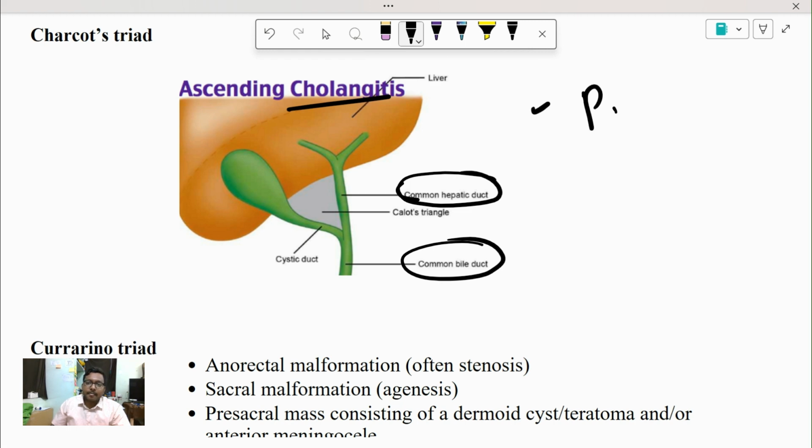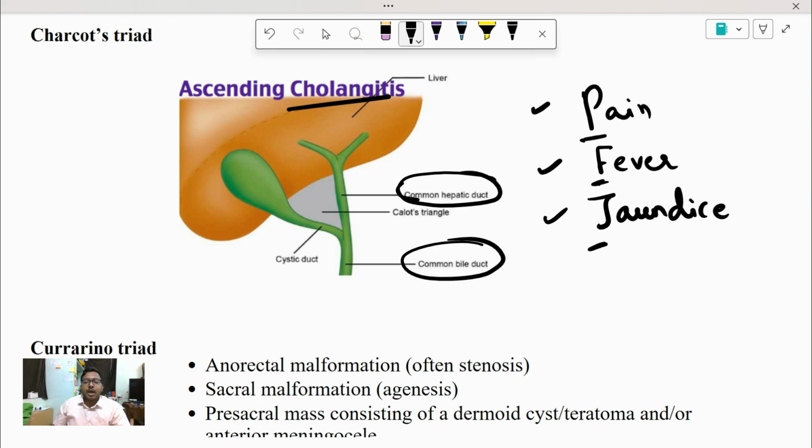Obviously, there will be pain. Then because of the inflammation, there will be fever. And because it is happening within the biliary system, there can be jaundice. All right. So PFJ. And you need to remember a specific thing. They will not happen continuously. They will be happening in an episodic manner. That is why there will be only intermittent pain, intermittent fever, intermittent jaundice.